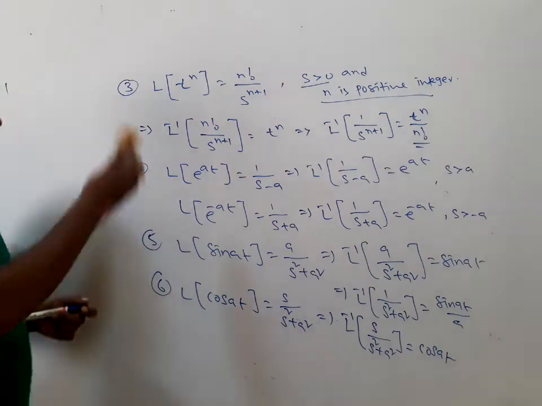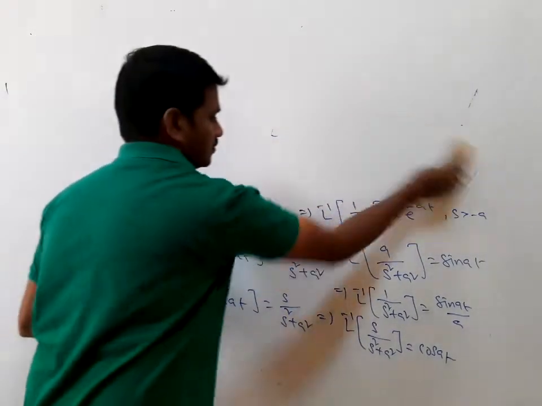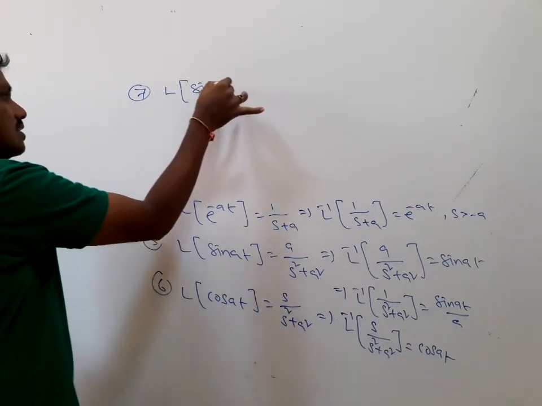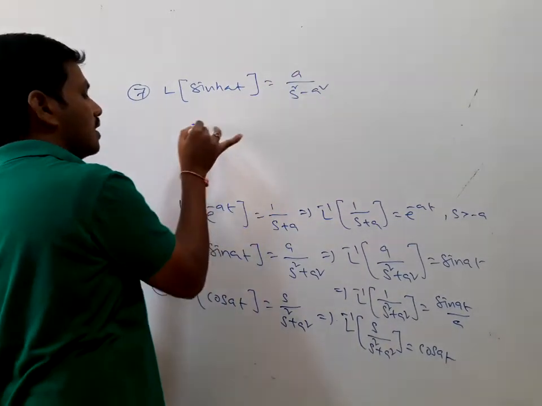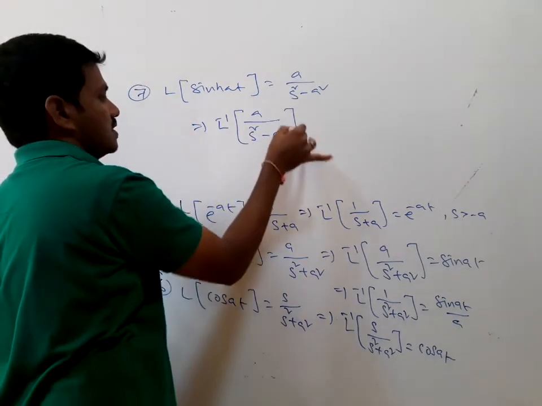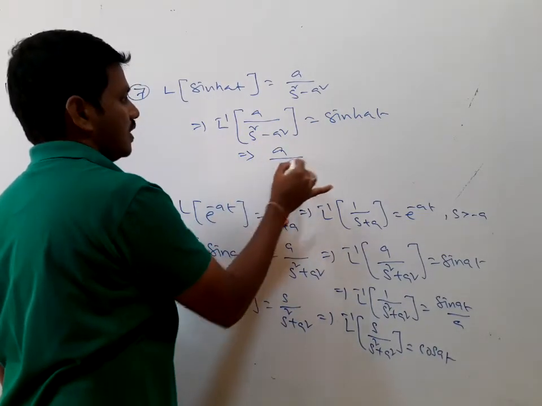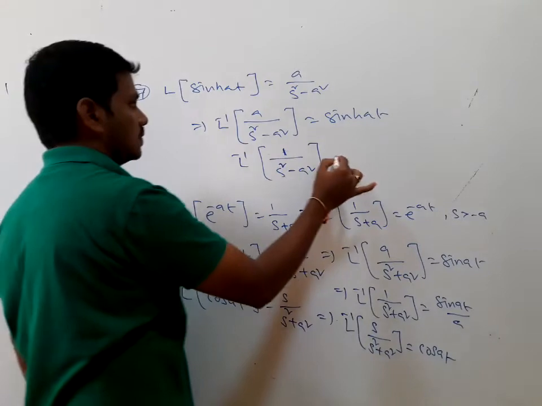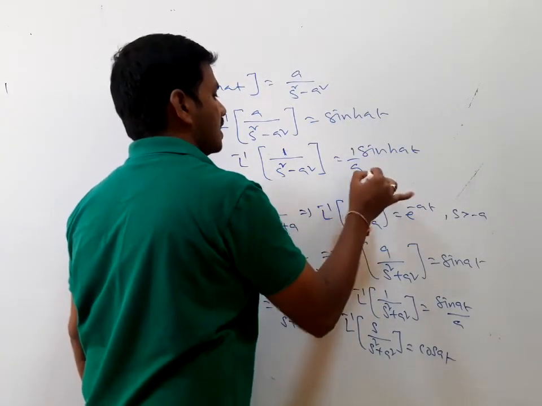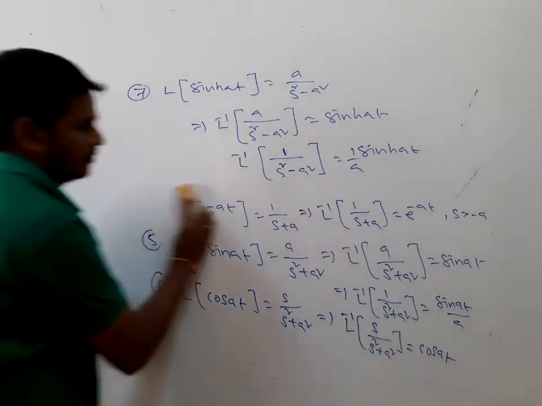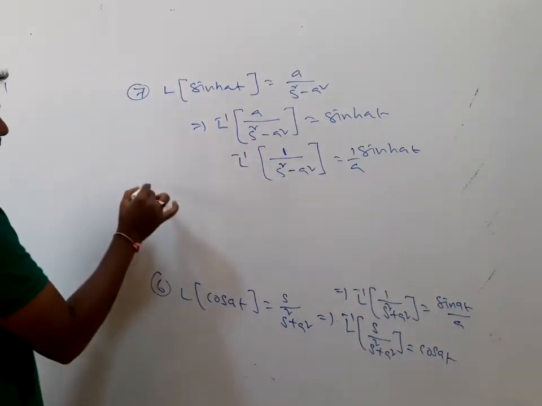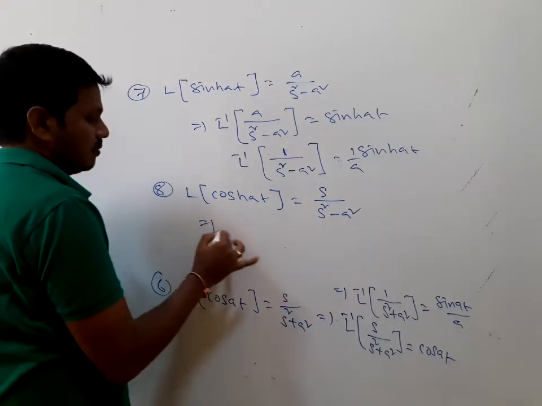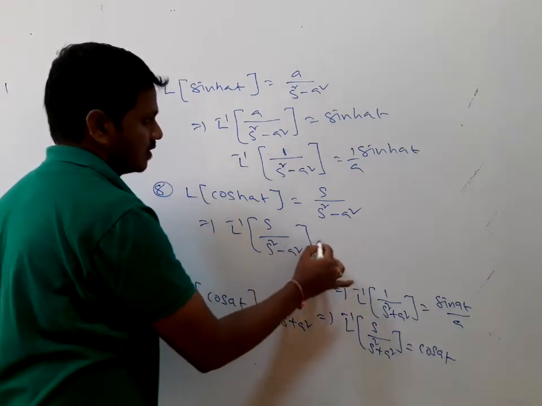Next, seventh one, sinh at and cosh at. The Laplace transform of sinh at is equal to a divided by s square minus a square. That implies L inverse of a divided by s square minus a square is equal to sinh at. That implies L inverse of 1 divided by s square minus a square is equal to 1 by a into sinh at. In the same way, the Laplace transform of cosh at is equal to s divided by s square minus a square. That implies L inverse of s divided by s square minus a square is equal to cosh at.